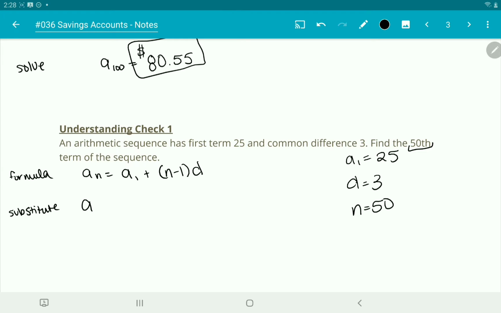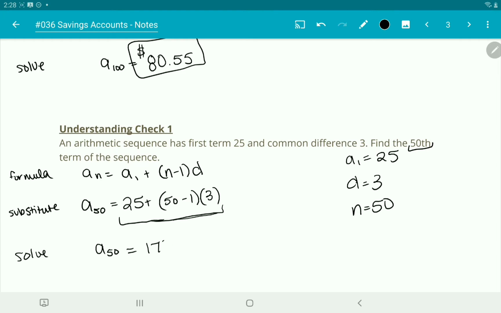So we have a sub n, so we'll change the n to 50. A sub 1 is 25. N, again, is 50. We have this minus 1, and then we're multiplying it by d, which is 3. If you type this into a calculator, you'll get that A50 after you solve is going to be 172.